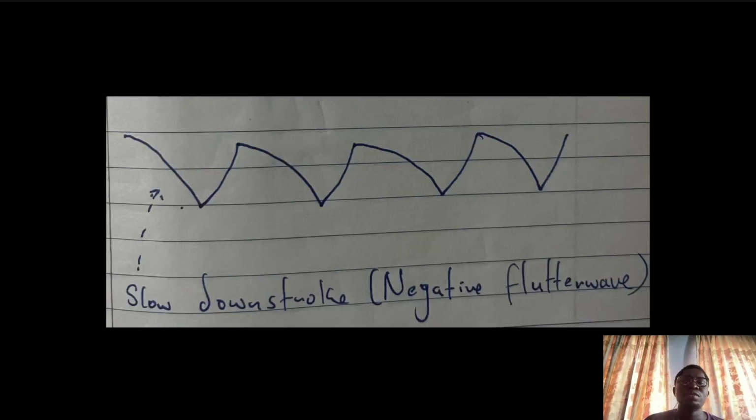And then a negative flutter wave is when the upstroke is very quick, it takes a very short period of time to reach its peak, but then a very slow period of time for it to descend to its lowest point. This is what we call a negative flutter wave, and when we see it in leads 2, 3, and AVF, it is indicative of a counterclockwise circuit.